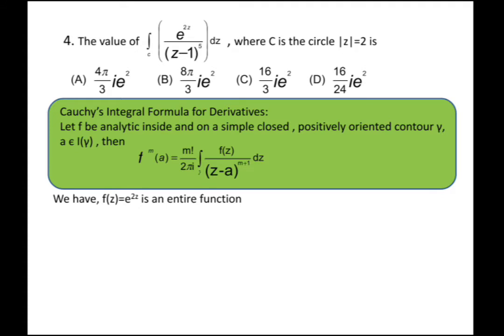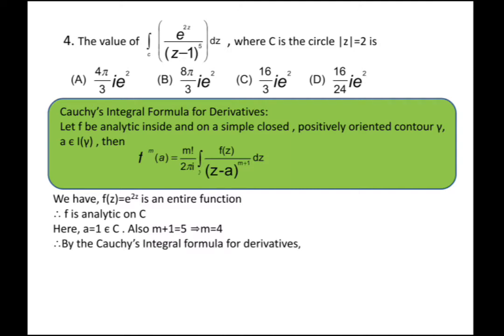Here we have f of z equal to e raised to 2z, which is an entire function. So clearly it is analytic on the circle mod z equal to 2. Here a equal to 1, which is an element of C. Also m plus 1 equal to 5 implies that m equal to 4. So by this Cauchy integral formula for derivatives, 4 factorial by 2 pi i into the integral over gamma of f of z by (z minus a) raised to m plus 1 dz is actually the fourth derivative of the function f at the point a.